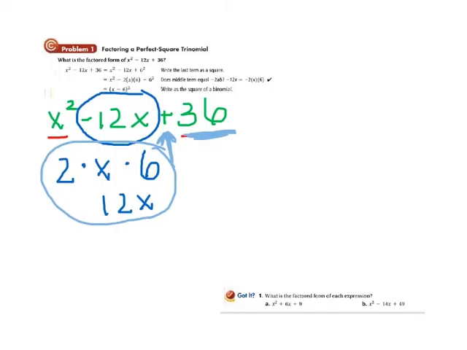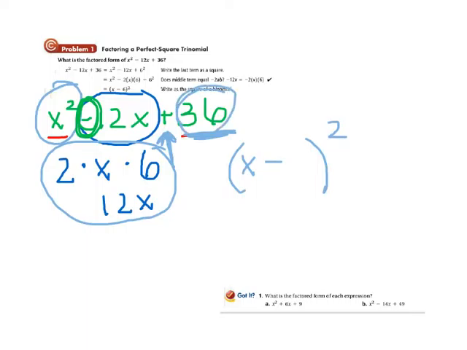Since it does, we can go ahead and use the formula that we noted in the key concepts. And that is, we can do this, and then we just take the square root of the first term, so the square root of x squared is x. We use this sign right here, right? So minus. And then we do the square root of the last term, which is 6.